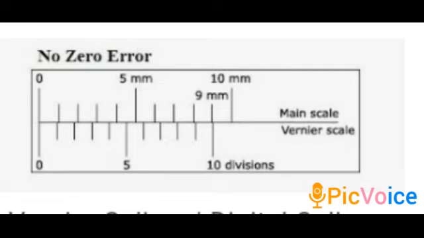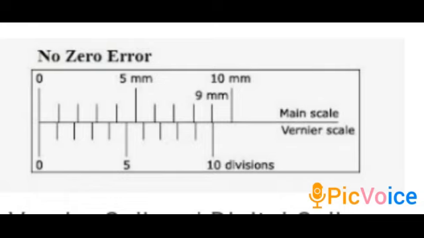You check the 0 of both, that is the first line of the main scale and the first line of the vernier scale. You will find in this figure that they are totally coinciding. That is, the 0 of the vernier scale is exactly on the same line as that of the main scale. In this case, we will say that the vernier caliper has no error, or it is free from zero error.